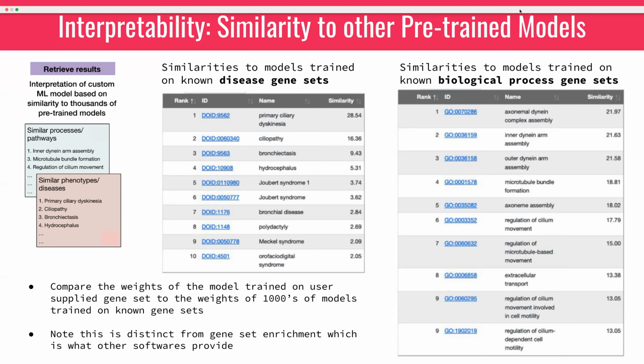We note that this is distinct from gene set enrichment, which is what typically all other software provides. You just get a list of genes from these network-based predictors, and then you stick them in gene set enrichment. Here, we're trying to give a network-informed explanation of why the model decided as it did: these are the models that had similar features that were important in deciding between the positive and negative class.